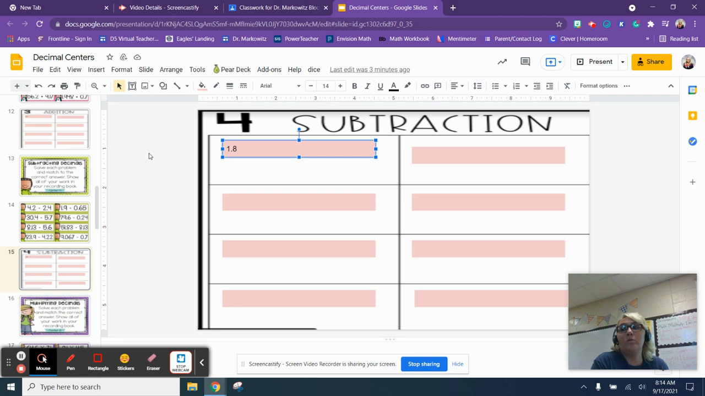So what slide is this one? Nope. 15 right here. 15. See there on the side? So you're completing slides 9, 12, and 15. Yes, sir. Question.